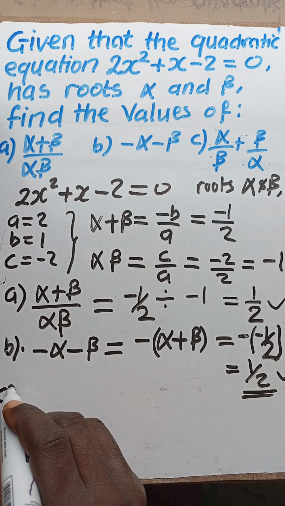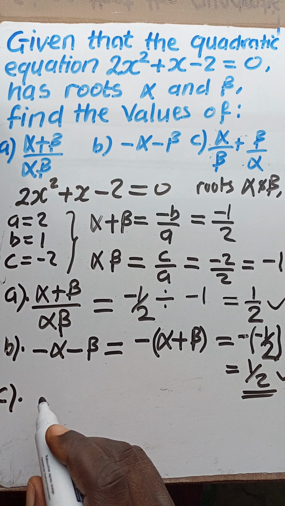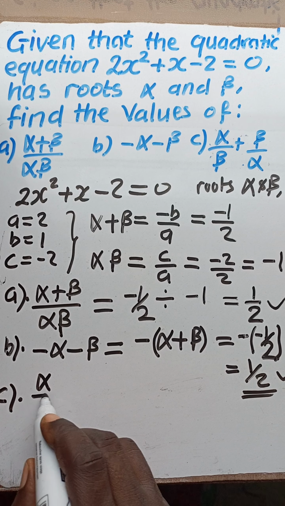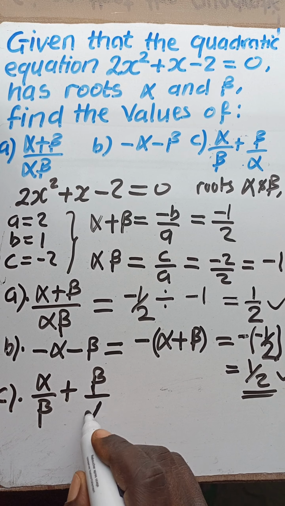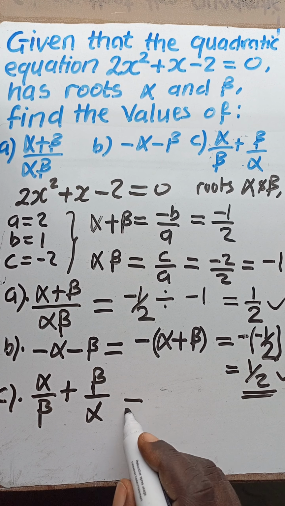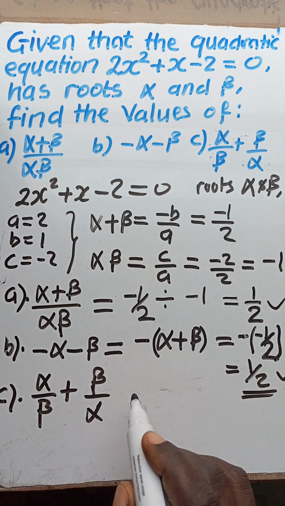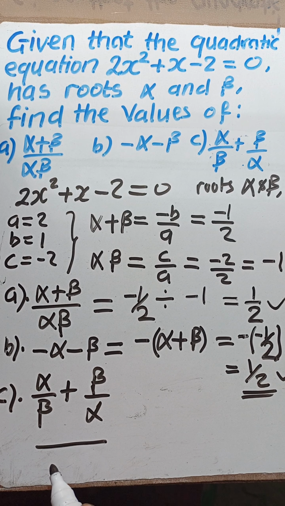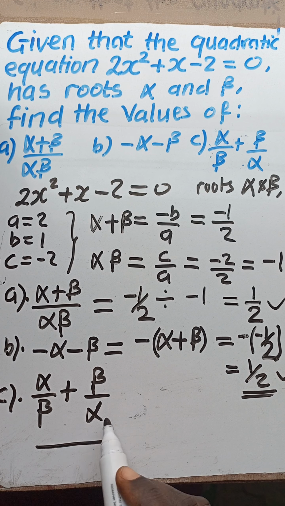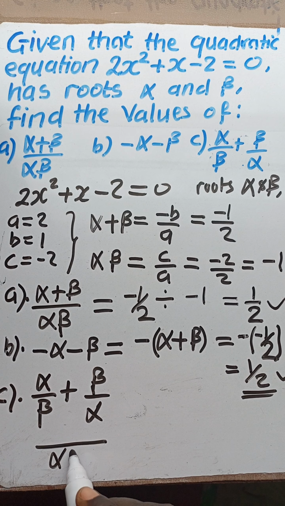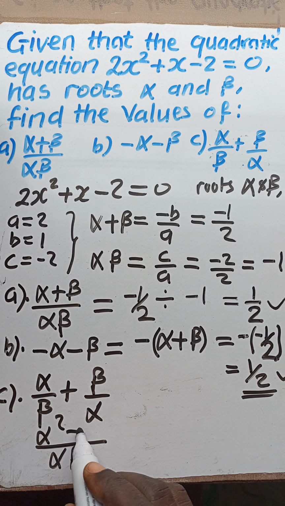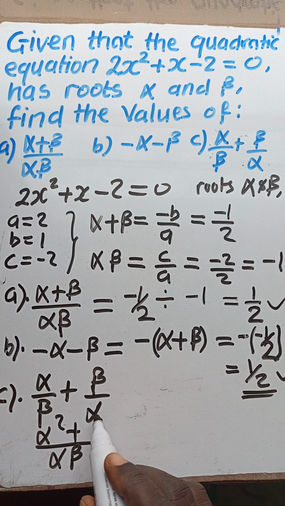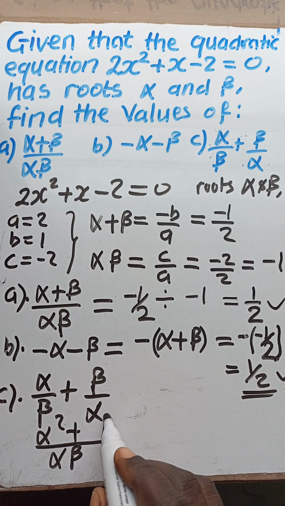Now the last one, we are asked to find alpha/beta + beta/alpha. Now, we have a fraction plus a fraction, so we proceed in the same way as with numbers. The LCM of the denominators is just their product, alpha beta. Alpha beta divided by beta is alpha. Alpha multiplied by alpha is alpha squared. Alpha beta divided by alpha is beta. Beta multiplied by beta is beta squared.